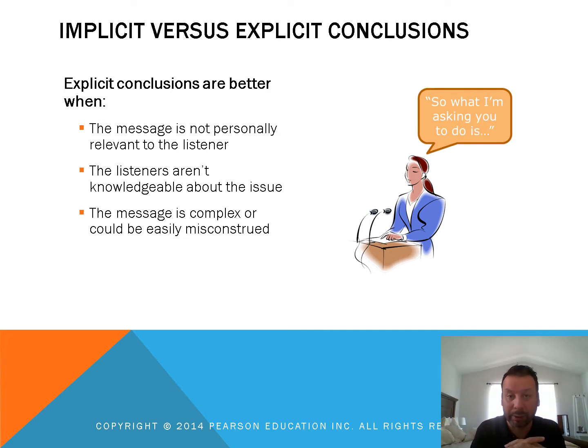Implicit versus explicit conclusions. Explicit conclusions are better when the message is not personally relevant to the listener. In other words, if I don't care, I'm not going to pay attention. Therefore, you have to give me explicit instructions so that I can do exactly what you want me to do.